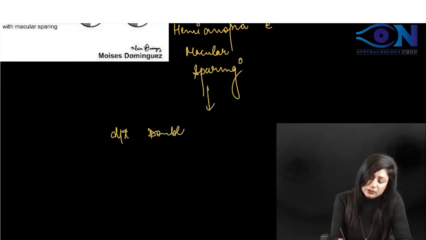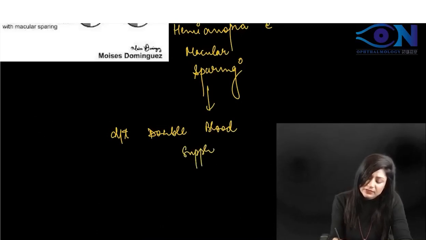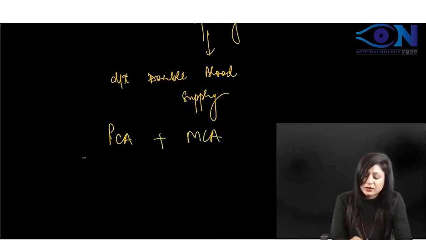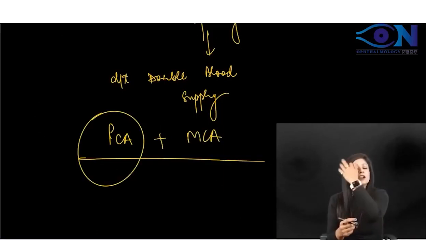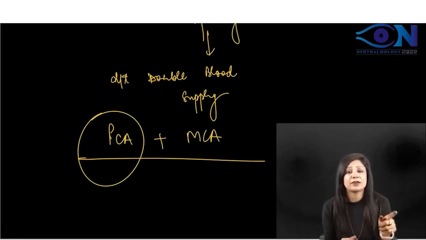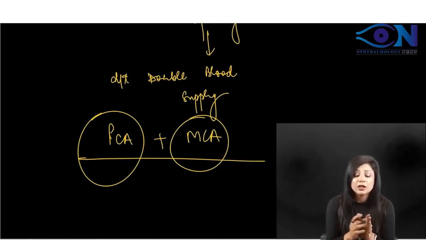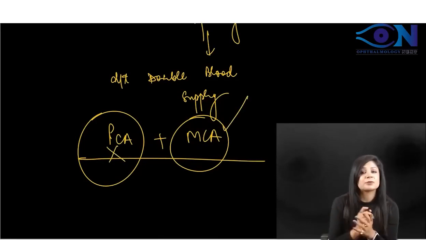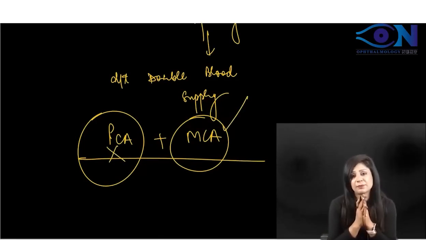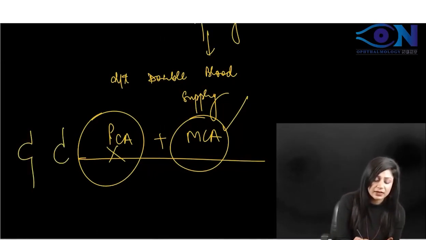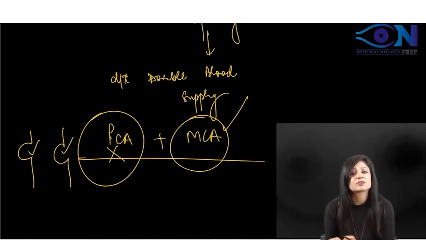Because the macula has a double blood supply. What is the double blood supply? The posterior cerebral artery along with the middle cerebral artery. While the posterior cerebral artery continues to supply only the periphery, the middle cerebral artery will give to the macula along with the posterior cerebral artery. So if this vision has gone, the middle cerebral artery will continue to supply the macula, and therefore we will continue to have vision and have central sparing. So this area will continue to have vision. This is called macular sparing. Very, very important. Okay.